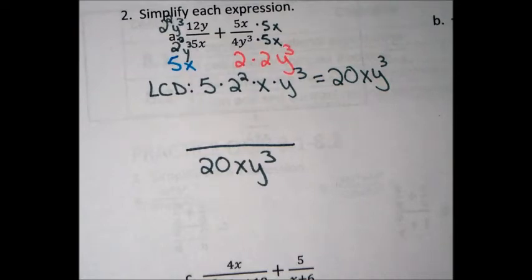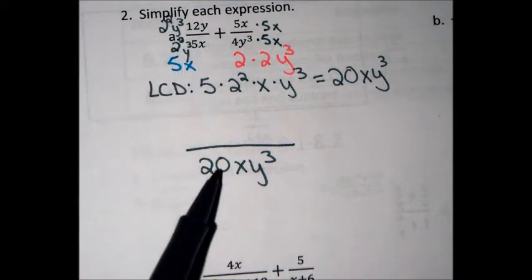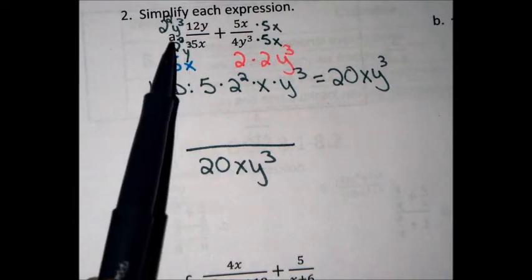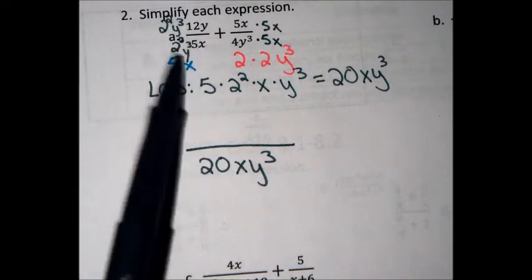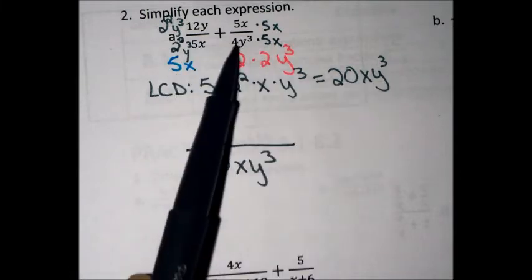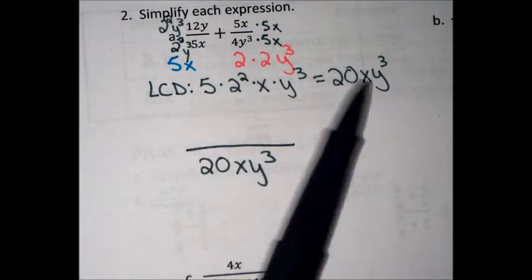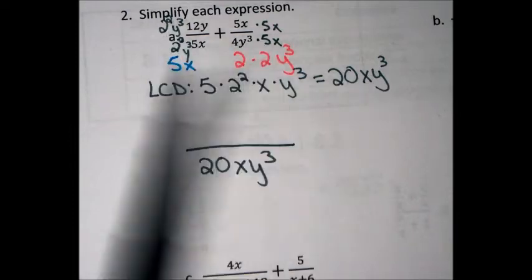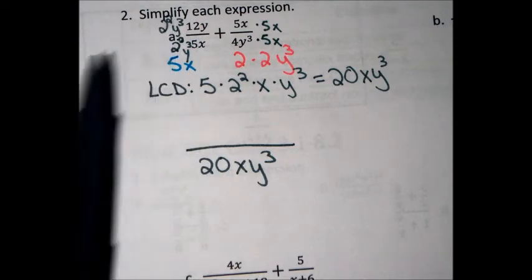So you can check to see if you've multiplied by the correct thing by looking at your denominator. I should be able to multiply everything in the denominator and get my common denominator. So 2 squared is 4 times 5 is 20. X, y cubed, 20xy cubed. 4 times 5 is 20. X, y cubed, 20xy cubed. So I know that I've done this process correctly.